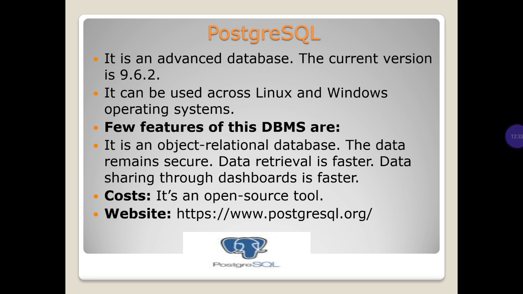PostgreSQL. It's an advanced database. The current version is 9.6.2. It can be used across Linux and Windows operating systems. Few features of the DBMS are: it's an object relational database. The data remains secure and the data retrieval is faster. Data sharing through dashboards is faster. Cost: it's an open source tool, and this is a website.